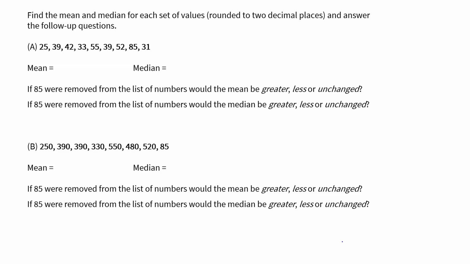So for example 1, you were asked to find the mean and median of the list of values and then answer some questions about removing the value of 85, which does appear in both lists. In this situation, if you're looking for the mean and the median, especially the median, you want to have these items listed in order from least to greatest, because you need an ordered list when you do the median in particular.